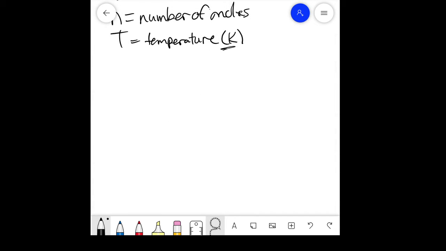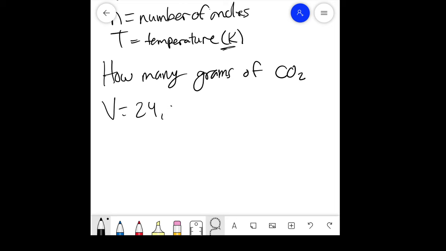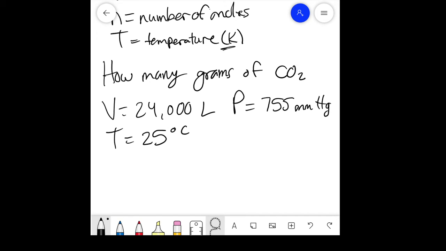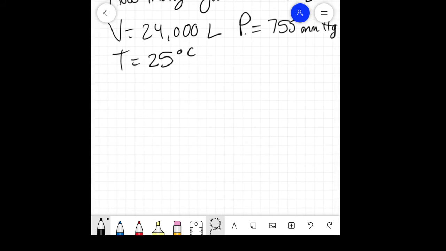How many grams of CO2 do you have if the volume is 24,000 liters, the pressure is 755 mmHg, and your temperature is 25 degrees Celsius? In this equation, we have V, we have P, we have T, we are looking for n, and R is not going to be in here. R you add by yourself.